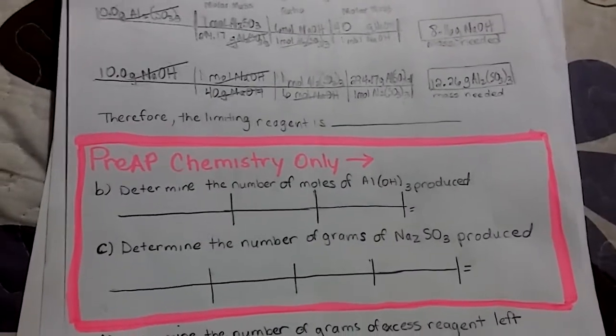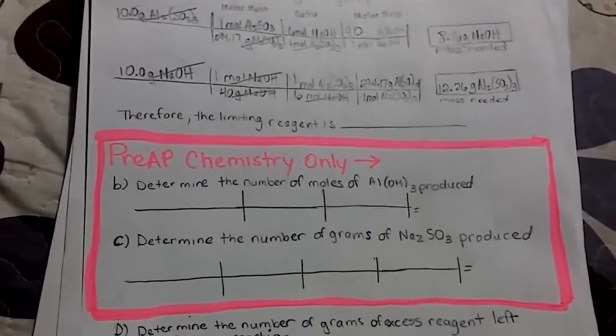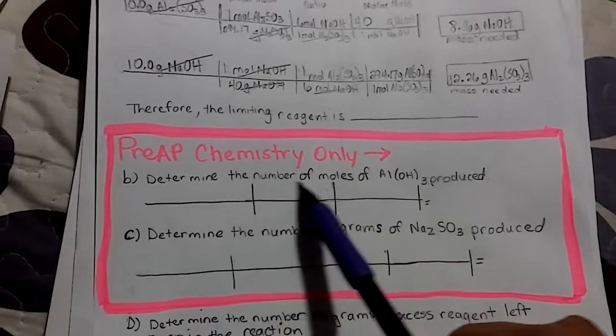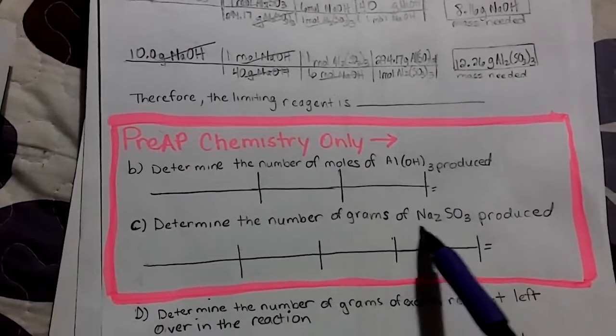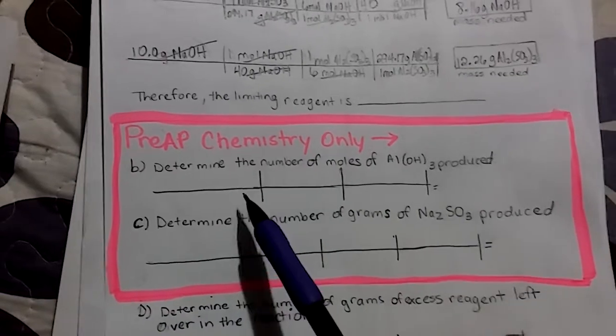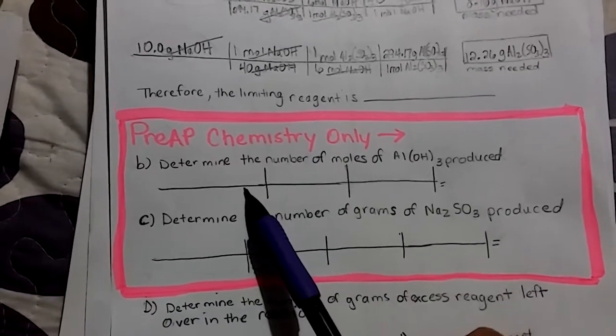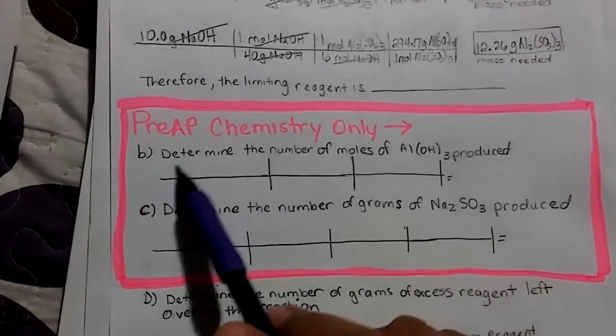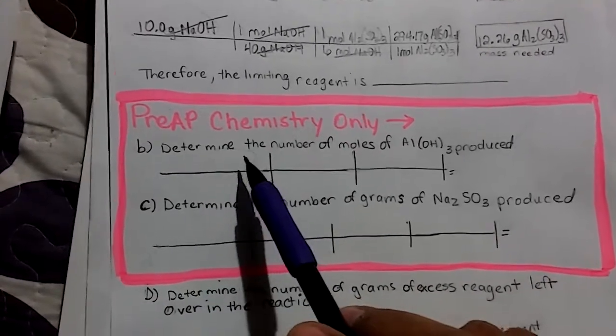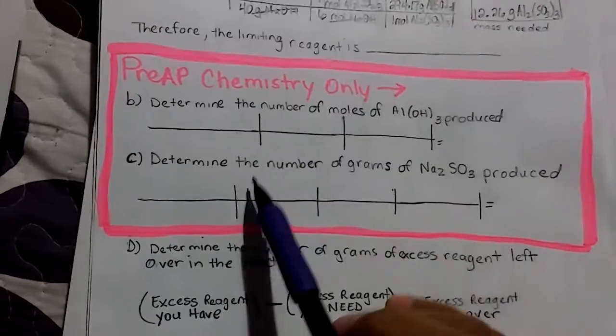So you're having to determine the moles of ALOH3 produced and determine the grams of Na2SO3 produced. So in this case, because you always start with your limiting reagent, it's going to be a mass to mole problem, and in this case it's going to be a mass to mass problem.